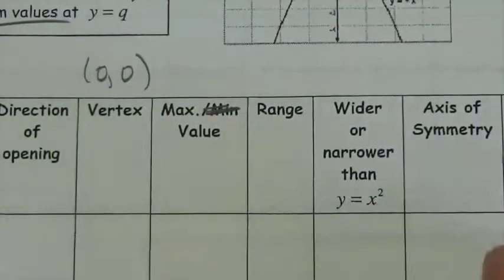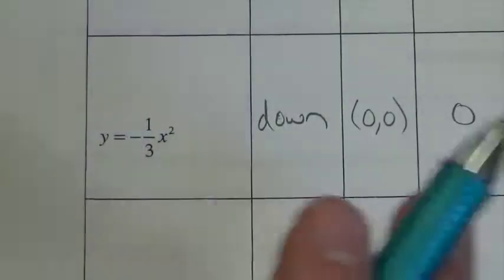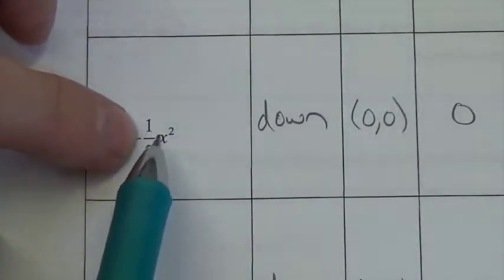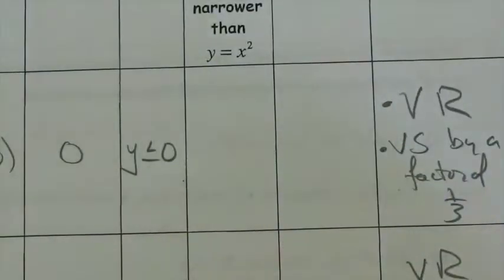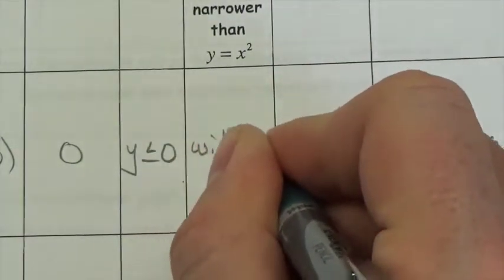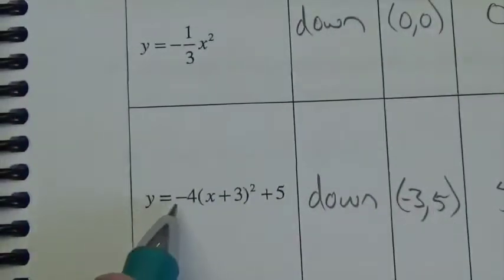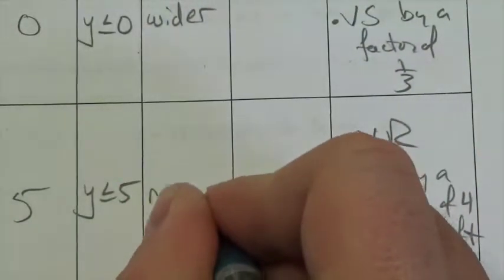Now, the last one we're going to look at here, is it wider or narrower than x squared? Now that deals with the value up front here, not whether it's negative or not, that's irrelevant, just the size of this thing. Because this fraction is less than 1, this is going to be wider, because the graph's getting shorter here. Here, because the a value, again ignoring the negative here, is larger than 1, this is going to be narrower. It's going to get taller.